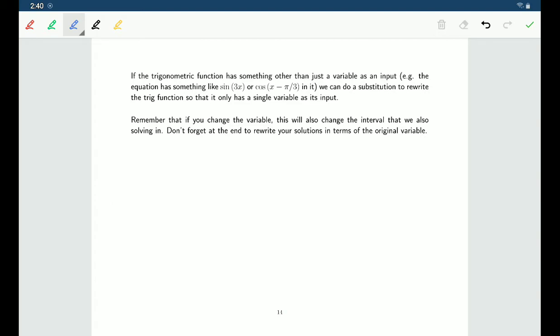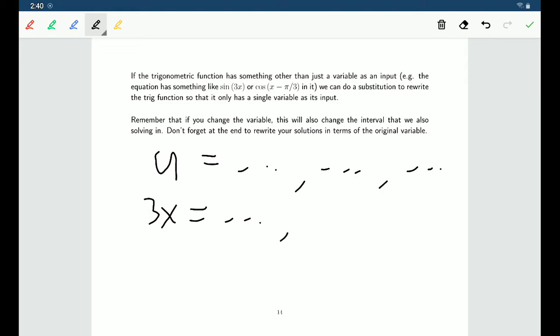And the other part to keep in mind here, of course, is that at the very end of it all, yes, you found values for u, but you'll still need to go back and find values for x. So once you find your solutions are u is this number, that number, whatever those numbers happen to be, then you'd have to go back and say, oh, 3x is equal to this number, that number, next number, and then you can solve for x by dividing everybody by 3.